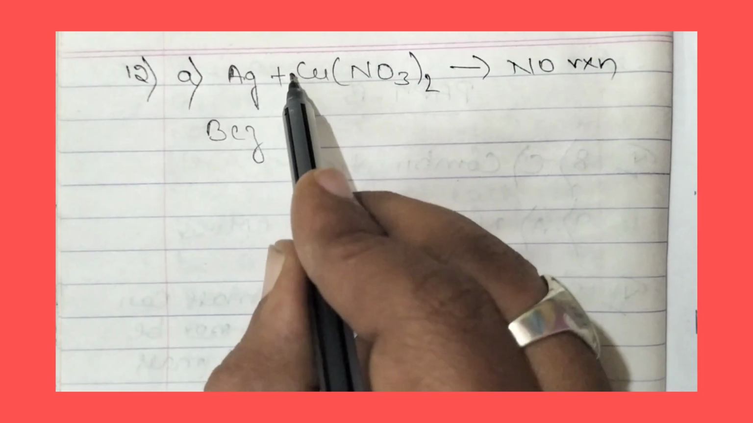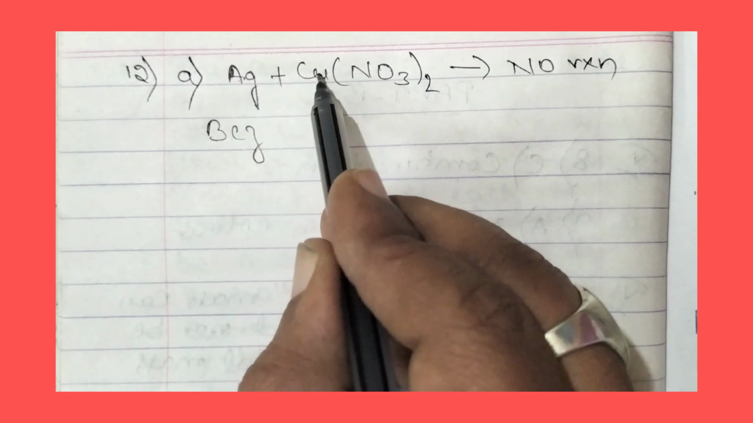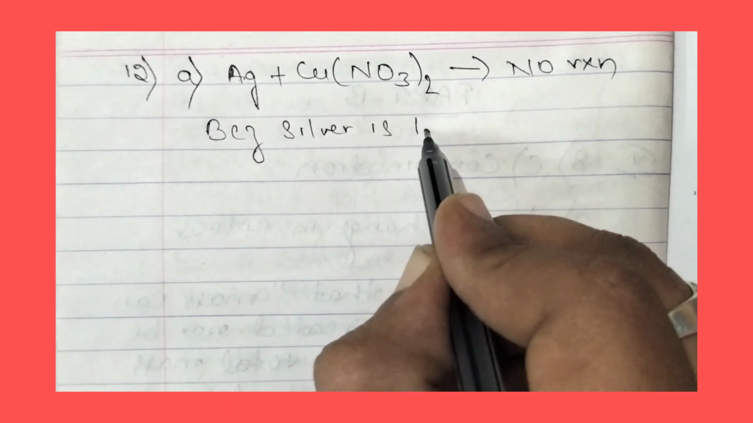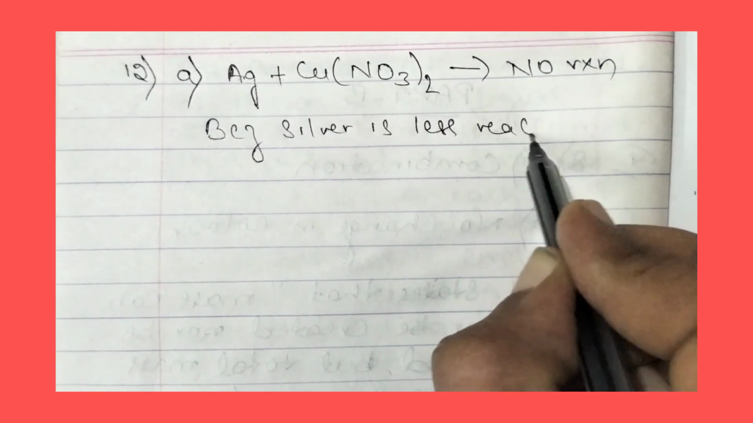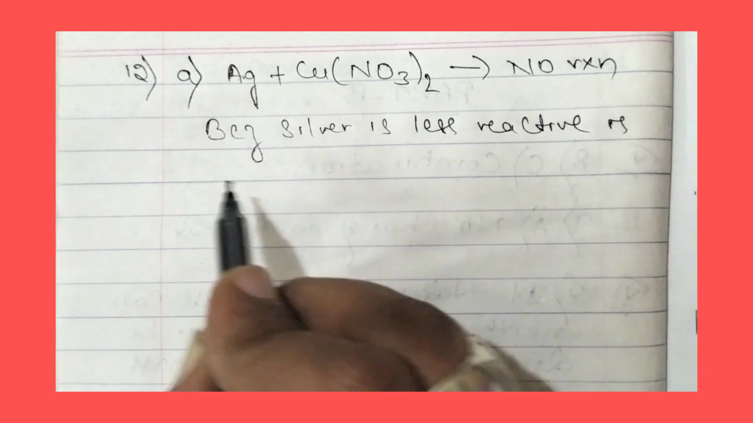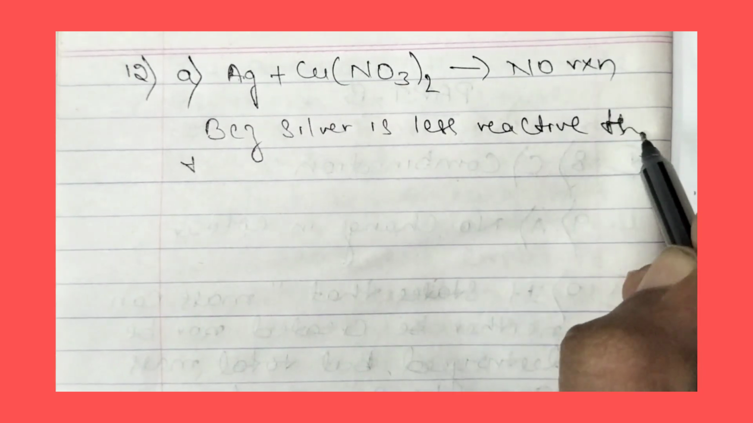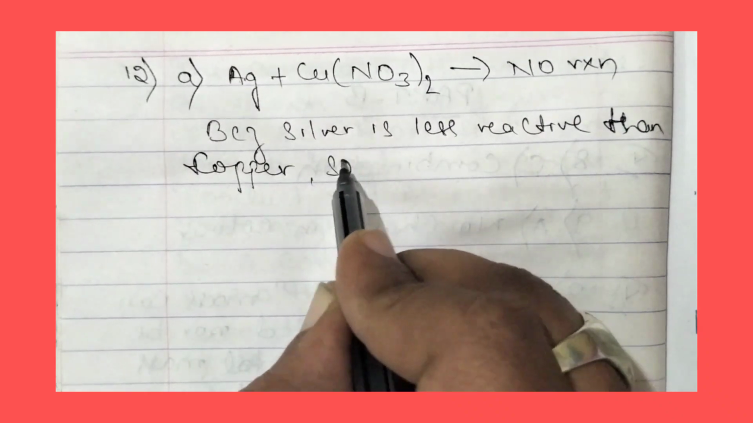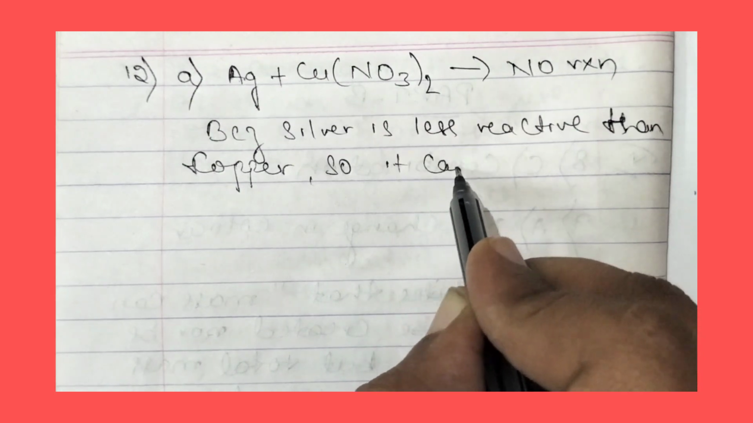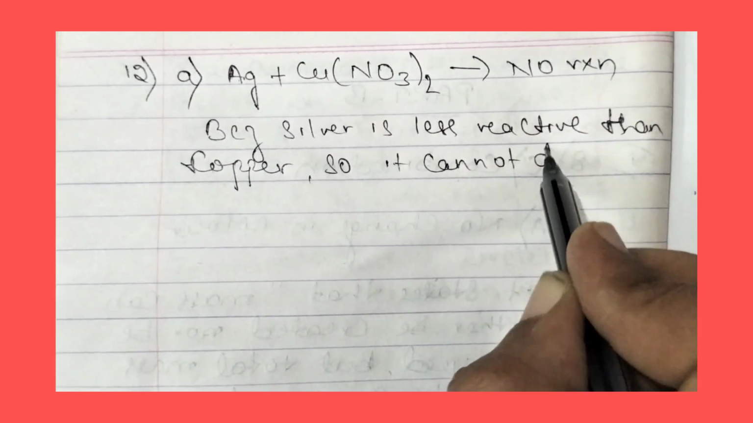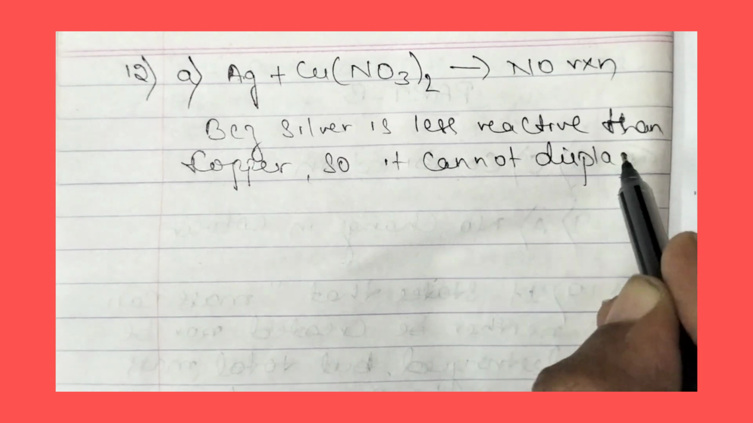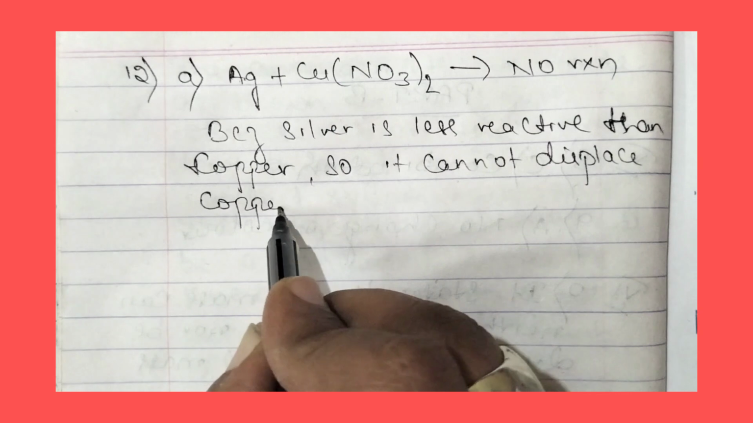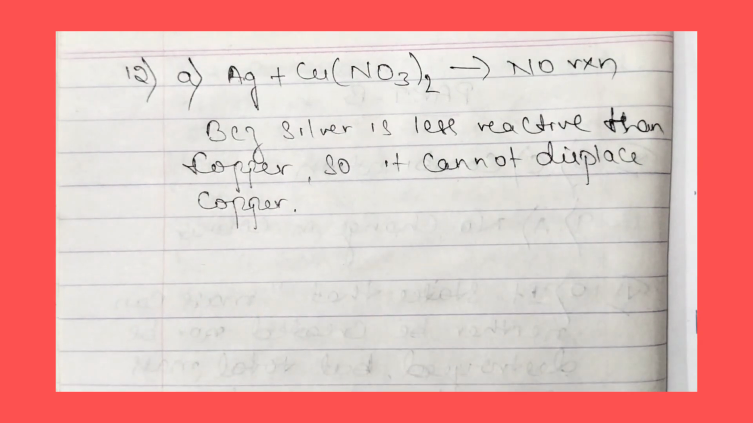silver is less reactive than copper, so silver cannot displace copper. Therefore no reaction will take place.